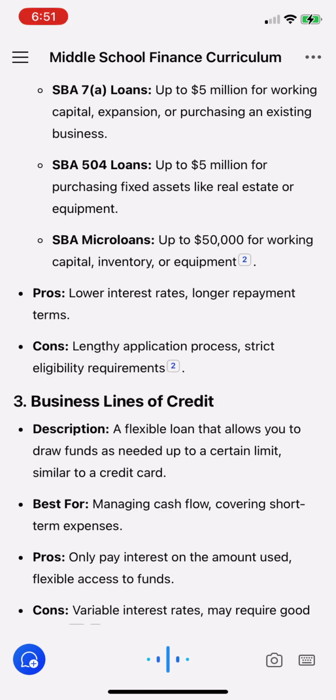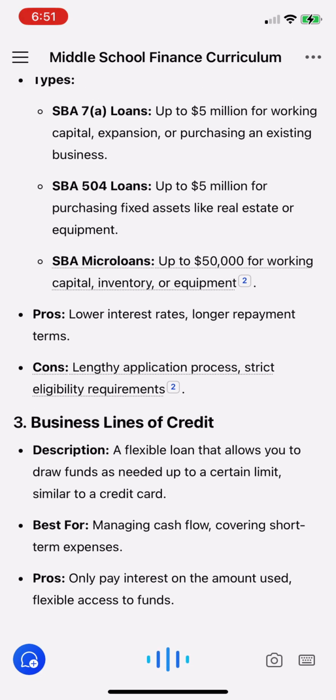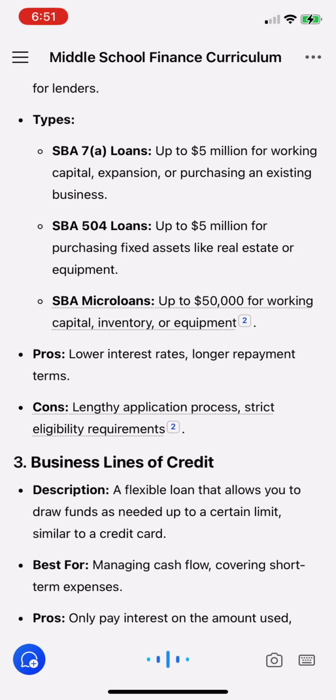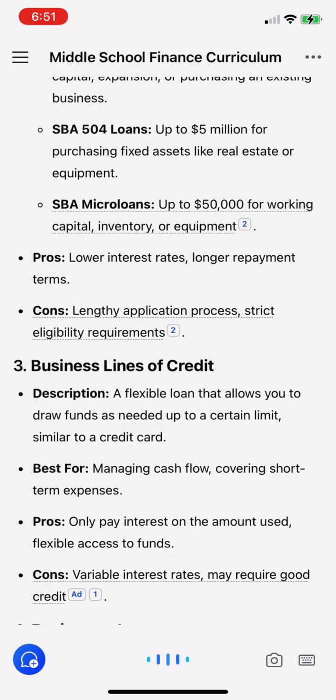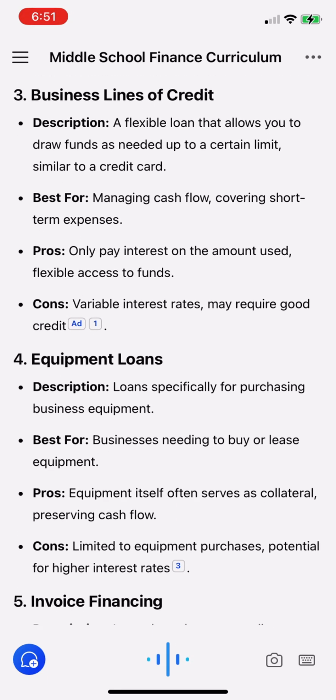Pros: lower interest rates, longer repayment terms. Cons: lengthy application process, strict eligibility requirements. 3. Business lines of credit. Description: a flexible loan that allows you to draw funds as needed up to a certain limit, similar to a credit card. Best for managing cash flow, covering short-term expenses.